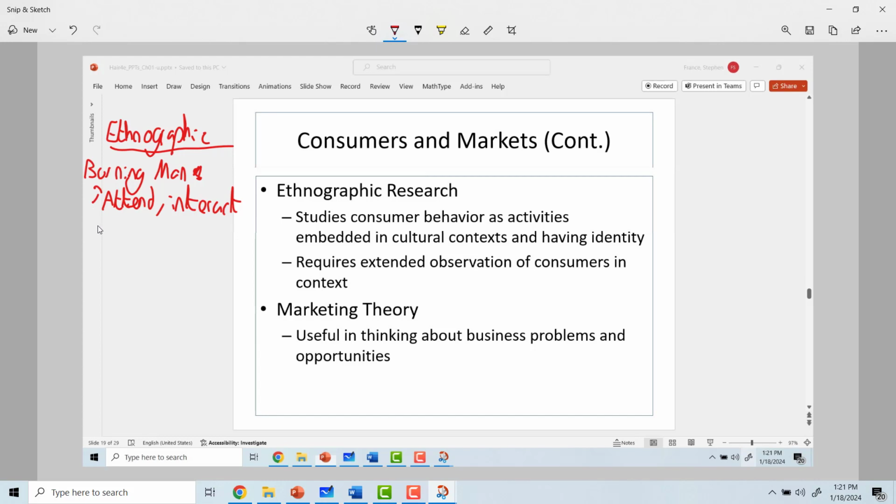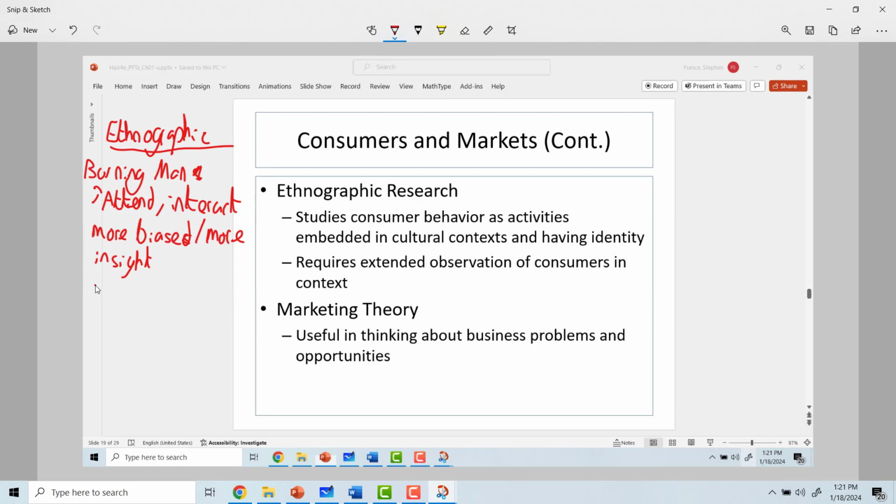And the idea with ethnographic research is that it can be more biased than quant research, because you're not worried about controlling for everything. But you can sometimes get more insight from the consumers.